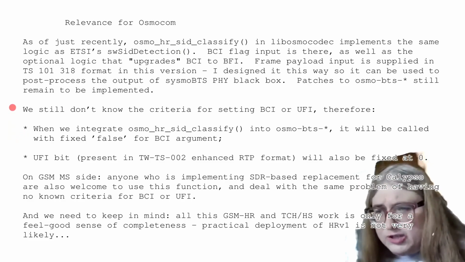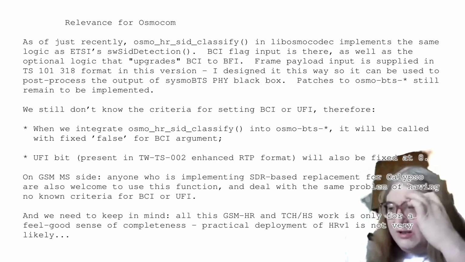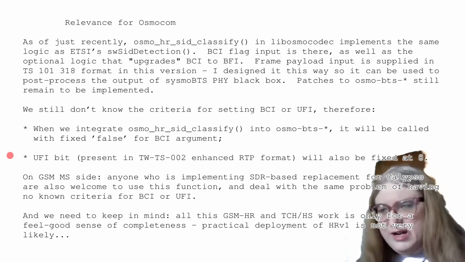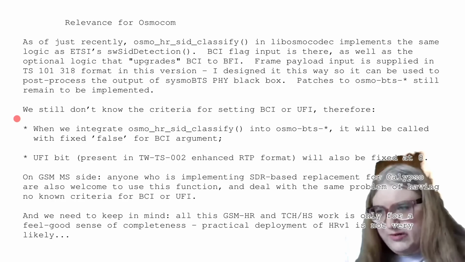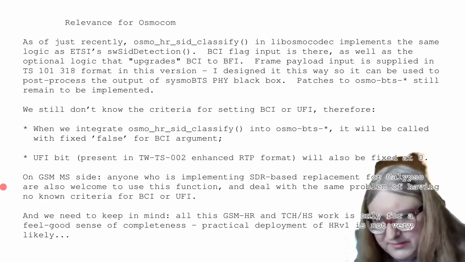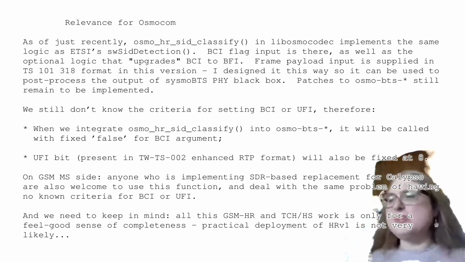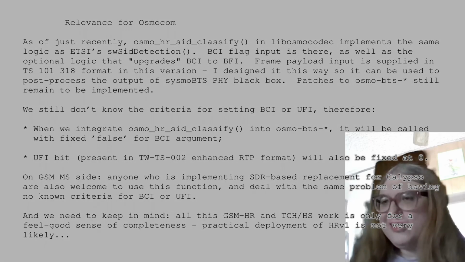So we have the function. Of course, the downsides, these two bullet points, are still the remaining downsides. We don't have any idea what the criteria are, how to set these bits. So for now, we'll just pass false for the BCI and not set UFI. And that pretty much brings me to completion. So now we do Q&A.